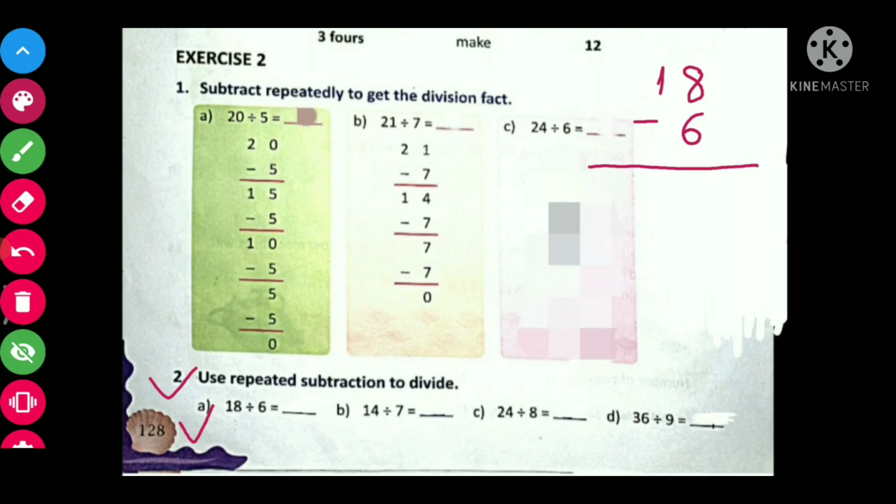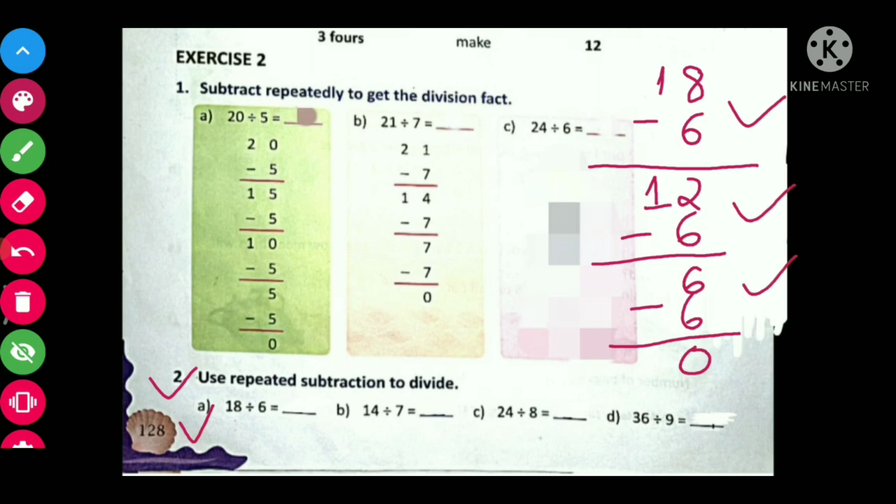So now after subtraction we'll get 12. Now again we'll subtract 12 with 6. We'll get what? 6. Again we'll subtract 6 with 6 and now we got 0. So in total how many steps did we take to get 0? 1, 2, 3. So in 3 steps we got 0. So here we can write 18 divided by 6 is equal to 3.